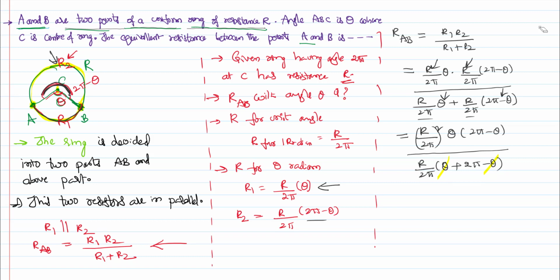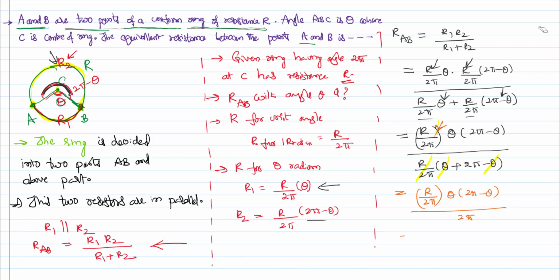This is R by 2 pi in the denominator. R by 2 pi whole square in the numerator. Therefore R by 2 pi also can be cancelled. So what is remaining? One R by 2 pi is remaining in the numerator because out of the whole square, 1 got cancelled. Theta into 2 pi minus theta, divided by 2 pi. That's what is remaining.